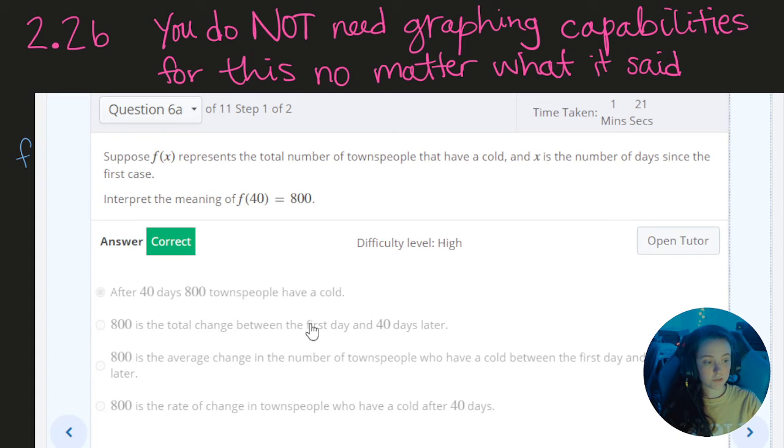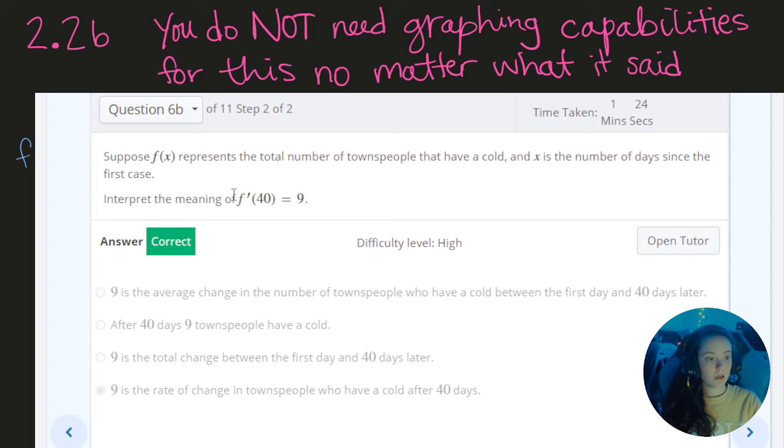800 is the total change between the first day and 40 days later. Remember, I said it's never going to be that big of a jump. 800 is the average change in the number of townspeople. No, because there's no prime, there's no anything else. It's not going to be that. Again, 800 is the rate of change in townspeople. It's not going to be that because rate of change would not just be f of a number. It would be f prime or something of that nature.